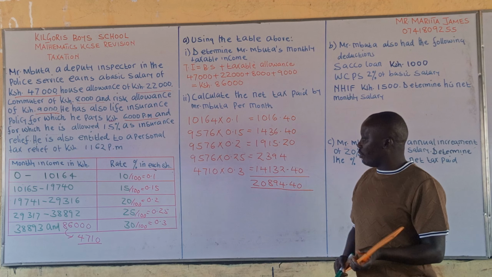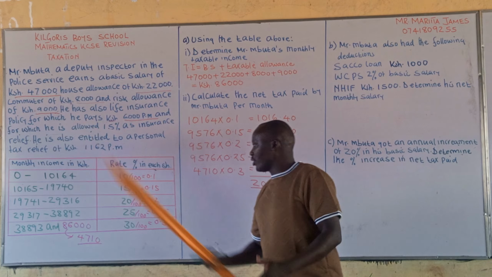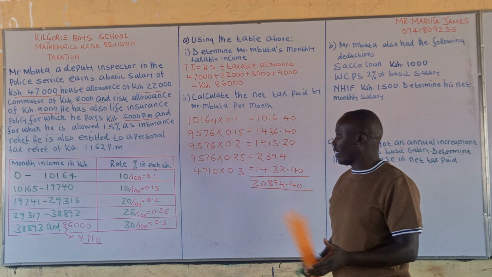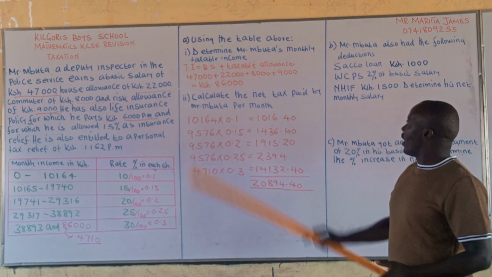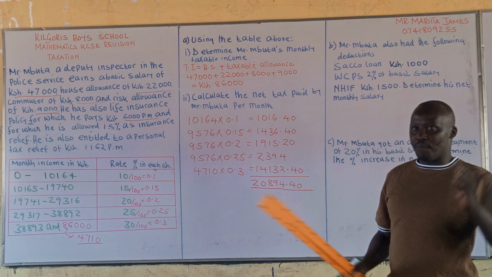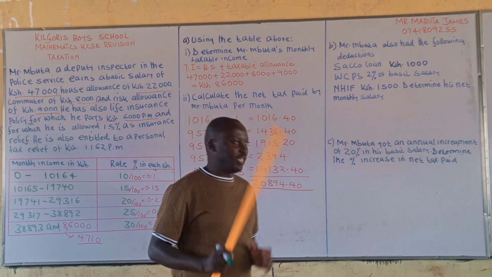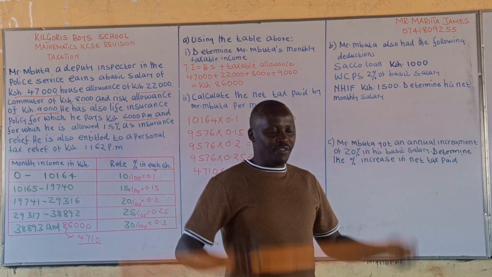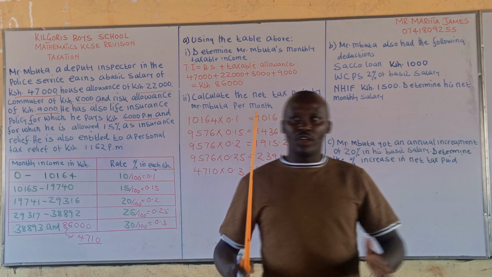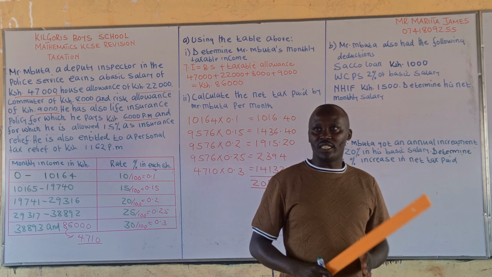So using the table here, we have 0 to 10,064, where the rate is 10%, as you can see on the screen. Using the table above, determine Mr. Mbuta's monthly taxable income. The taxable income is calculated by having the basic salary plus all the taxable allowances minus the exemptions, if any exist.